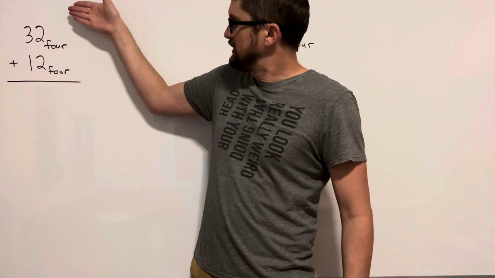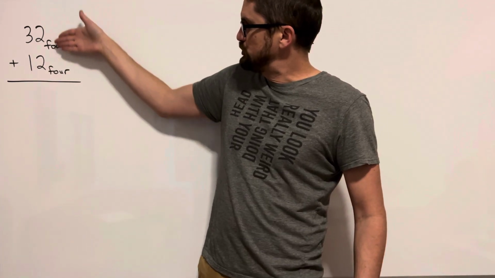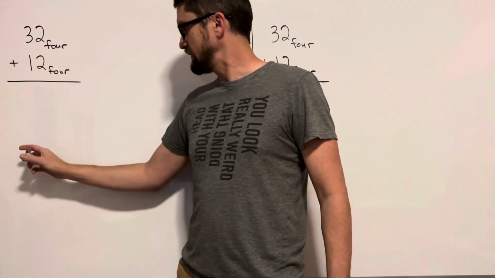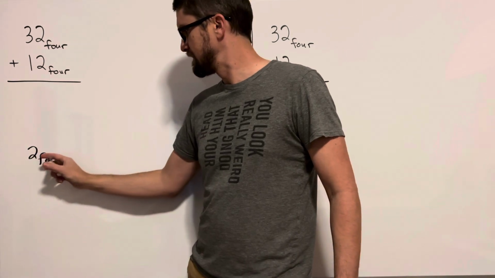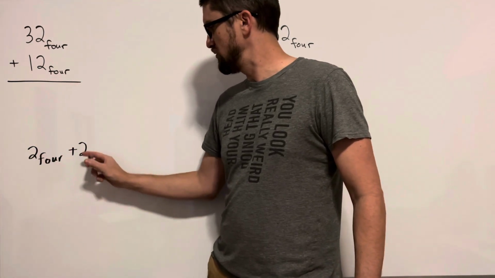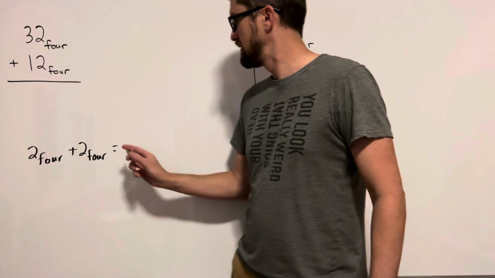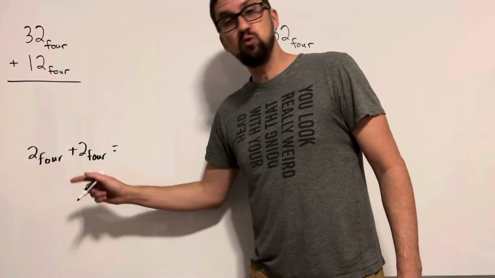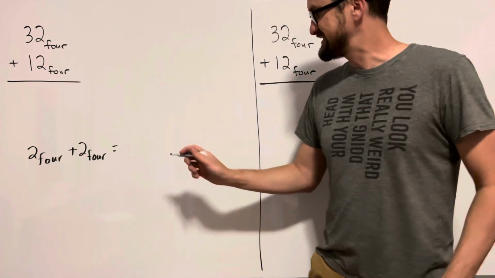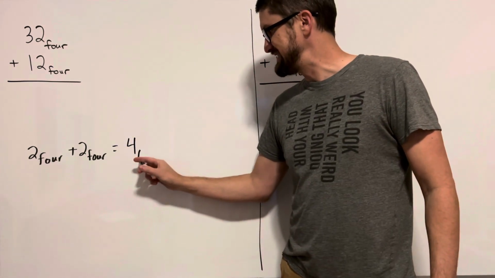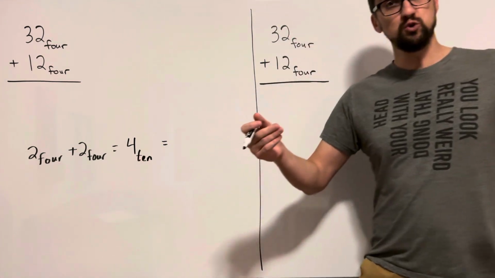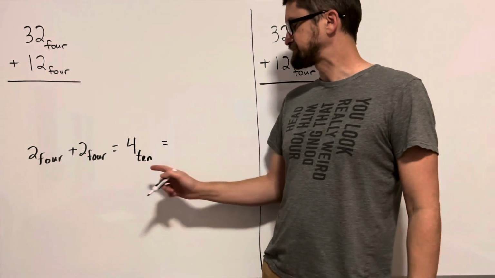All right, so one way to do it is to take the ones place and add them vertically. You can do 2 base 4 plus 2 base 4. Adding the ones place together, that's 2 ones and 2 ones. Adding it is 4 ones, which is the same thing as 4 base 10. But then we want to convert it to base 4.